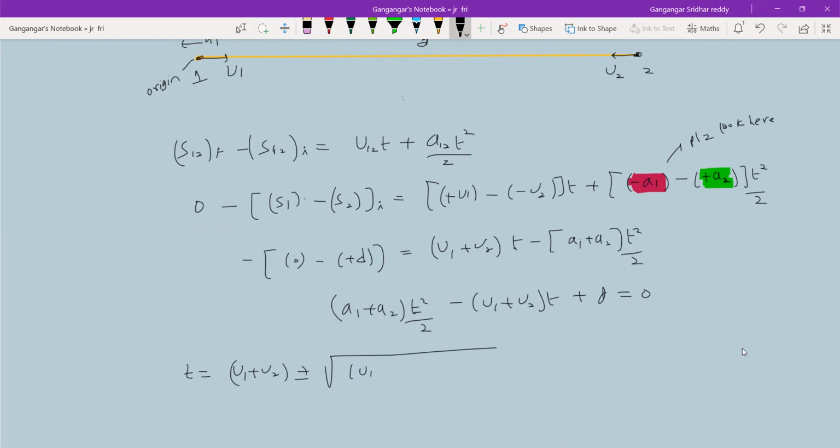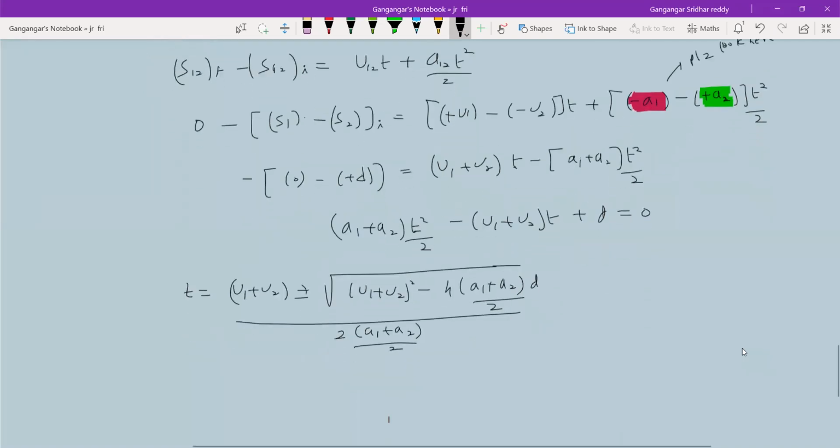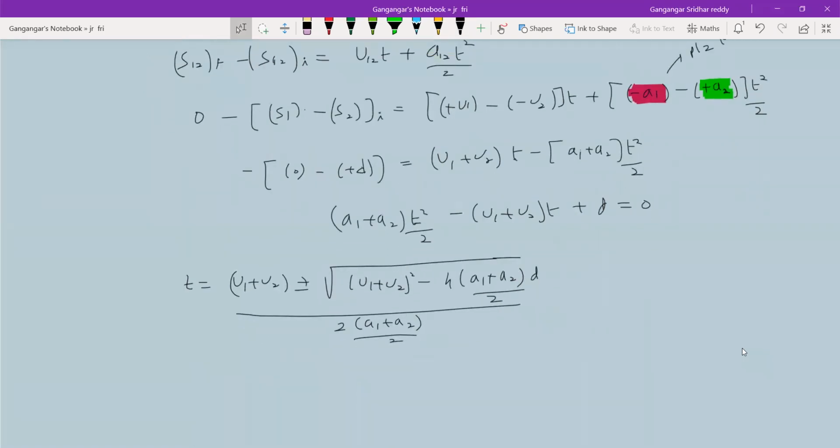B square minus 4 (A1 plus A2) minus 4AC, divided by 2A. So 2 into (A1 plus A2) whole divided by 2. Solving this, we'll get the two times.